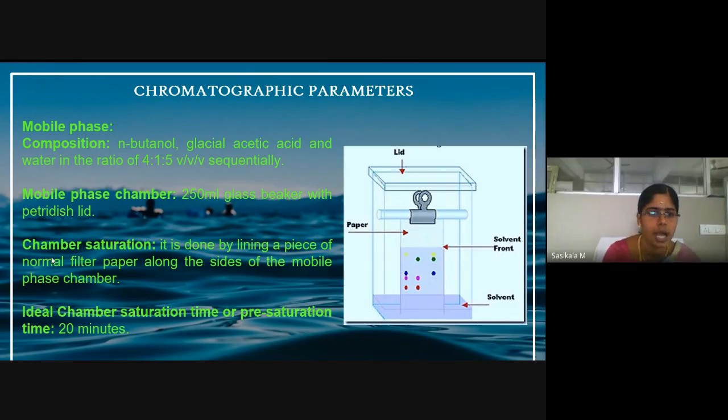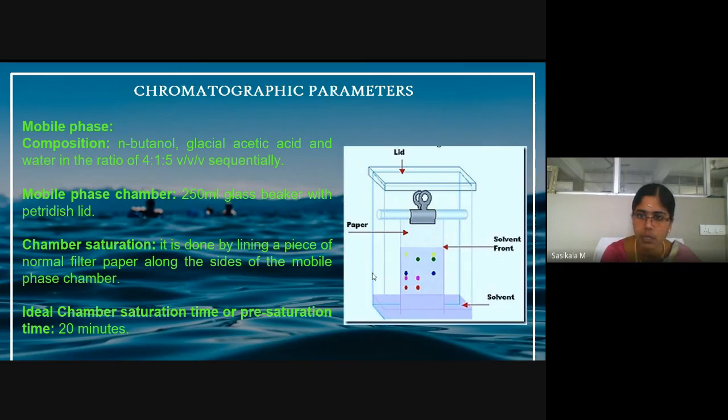And the next point under mobile phase is chamber saturation. What is chamber saturation? The mobile phase chamber must be saturated. How is it saturated with the mobile phase? You can see this lining. This represents the mobile phase volume. So we have to fill your mobile phase chamber up to nearly 1 centimeter. It may occupy in your mobile phase chamber.